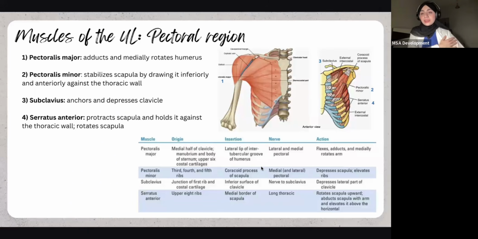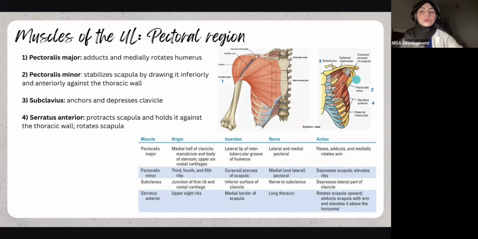So what does this mean? This means that it will adduct and medially rotate, right? Medially rotate, perfect. Now for the pectoralis minor, okay, this is going to be my pectoralis major. If I were to just remove it, cut it from here, free it from the clavicle, free it from the sternum, and remove it, I'm going to see a cute little muscle right there, and it's going to be pectoralis minor.